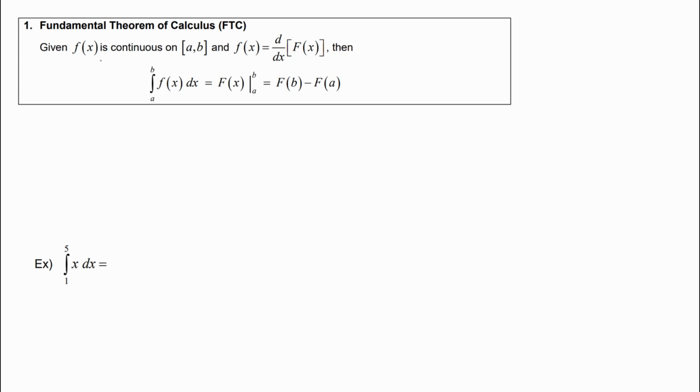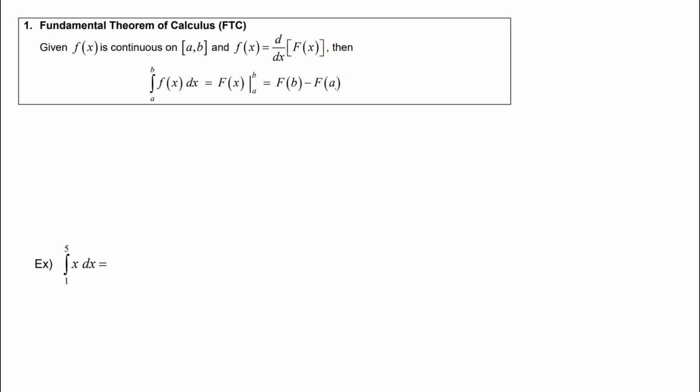Given small f of x is continuous on the closed interval a to b, and small f of x is equal to the derivative with respect to x of capital F of x, which means capital F of x is the antiderivative of small f of x, then the integral from a to b of f of x dx is equal to capital F of x evaluated from a to b, which is equal to capital F evaluated at b minus capital F evaluated at a.